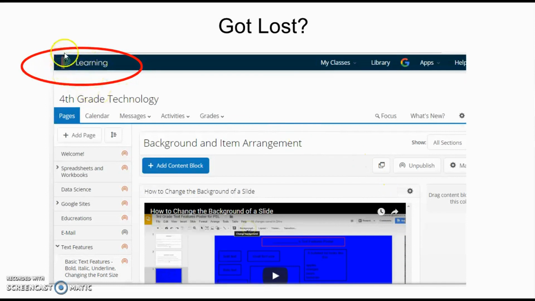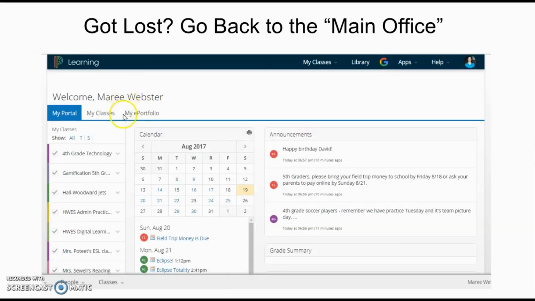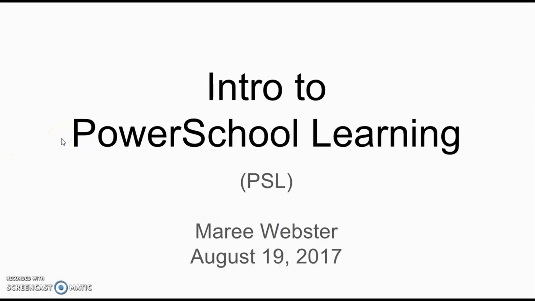The way I teach it is if you were in a real school and you got lost, you would try to get yourself back to the main office. To do that in PowerSchool Learning, I tell them to click on the colorful letter P. So if you get lost and you're like, by this point I don't even know what class I'm in, I've gotten so deep into subpages, I'm just stuck, click on the colorful letter P and you will get taken back to the main office, and then hopefully that'll set you back on the right track.